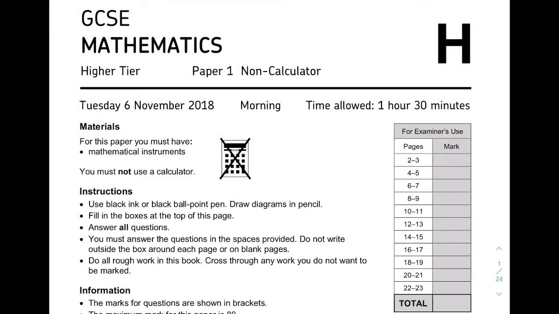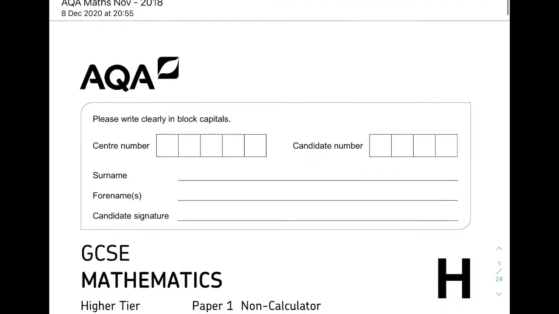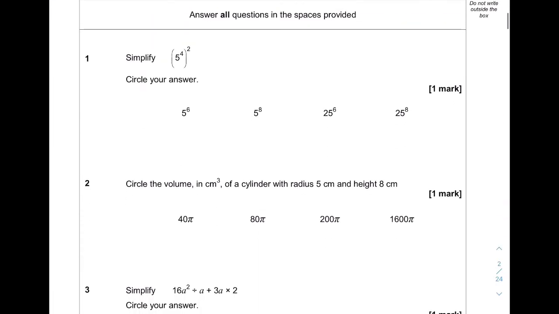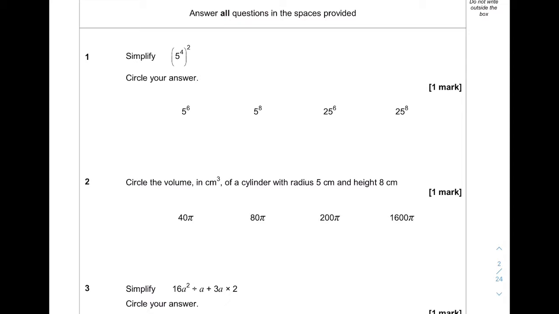Today we're going to do a GCSE Mathematics High Tier Paper 1 non-calculator from 2018. This is an AQA paper, so we're just going to get straight into it with question 1. And it's an indices question, so it says simplify 5 to the power of 4 all squared.